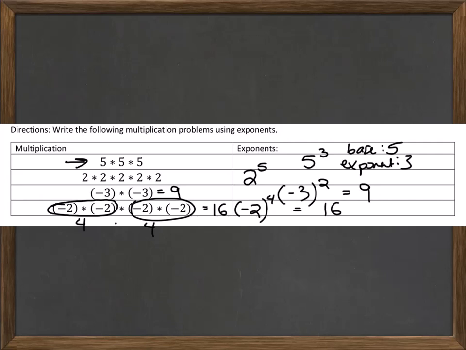Let's take a minute and identify the base and the exponent in the other examples. Again, I encourage you to pause this video, do this on your own, and then unpause it to check yourself. In the second example, 2 is our base. In the third example, negative 3 is our base. And in the last example, negative 2 is our base. Notice that the parentheses mean that that negative sign is included in the base. The exponents are 5 in the second example, 2 in the third example, and 4 in the last example.